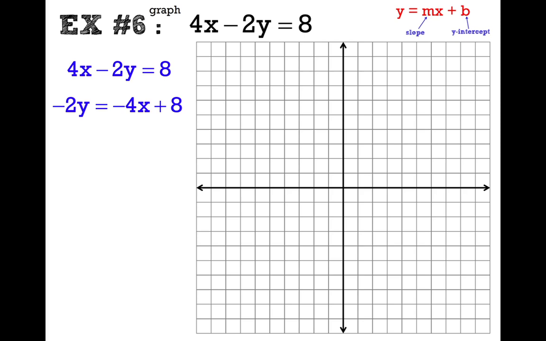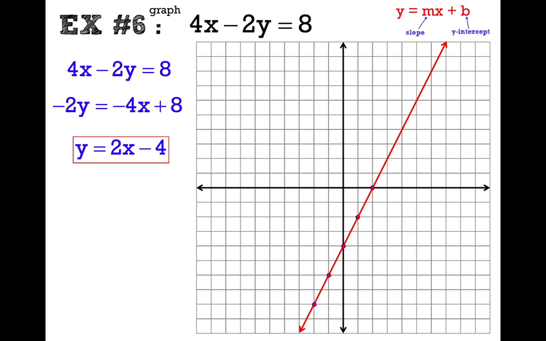And when you divide everything by -2, you're going to individually divide those by -2, and it ends up looking like this. Now that's in slope-intercept form where the y-intercept is at -4 and the slope is 2. So that's just what we've been doing there. You got 5 points. Extend that line, arrows on the ends, and call it a day.